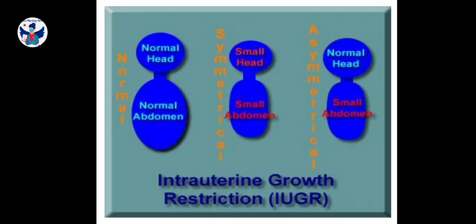Next, in the picture you can see the first picture is normal, meaning the fetus has a normal head as well as a normal abdomen. So the fetus is having normal growth. And in the second picture, it is symmetrical because of a small head as well as a small abdomen. So it's a symmetric type. And in the last picture, the baby has a normal head but a small abdomen. So it's an asymmetrical type.